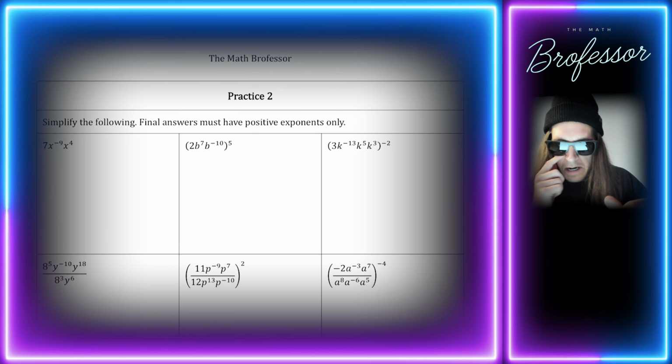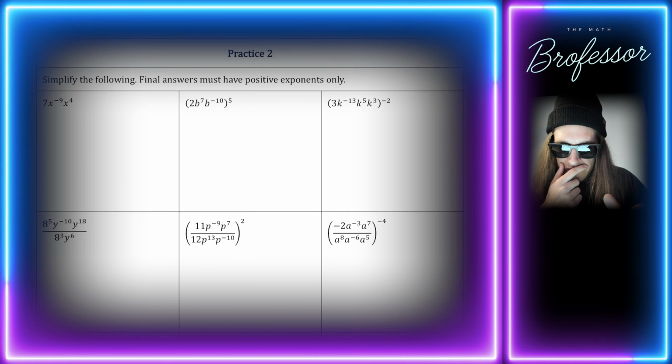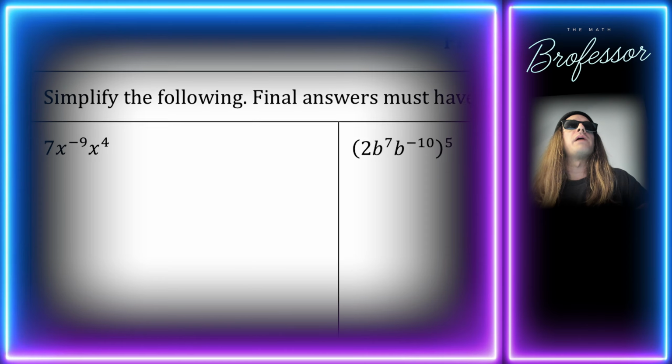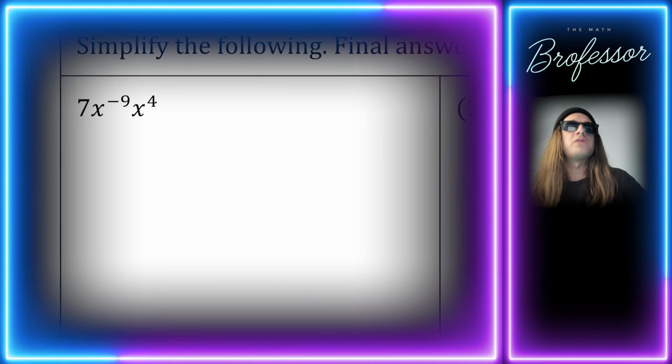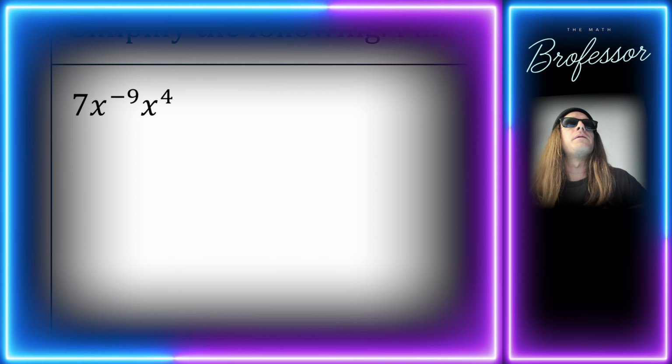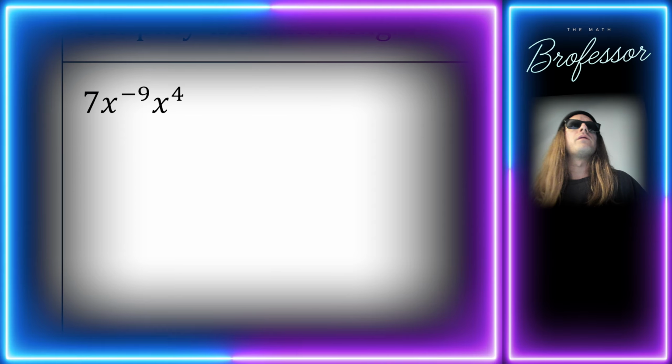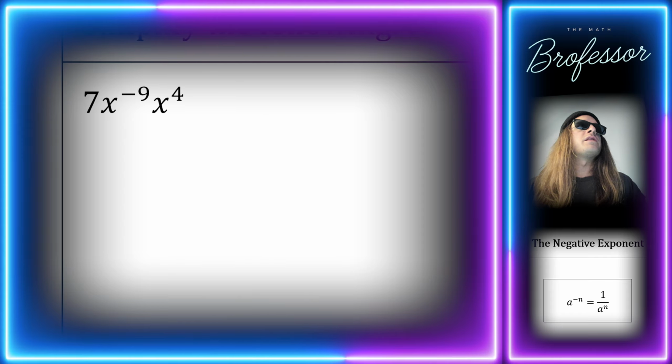Why is this? Did I refine these a little bit? Let me think. I don't really know. Let's just see what happens. Simplify these. Final answers must have positive exponents only. That's what the instructions say. Positive exponents only. Okay. So here, the first thing you might do is use this property right here.